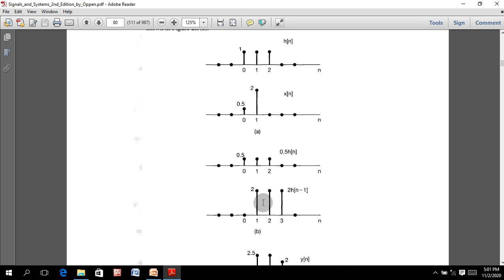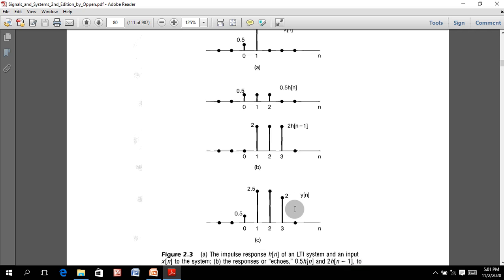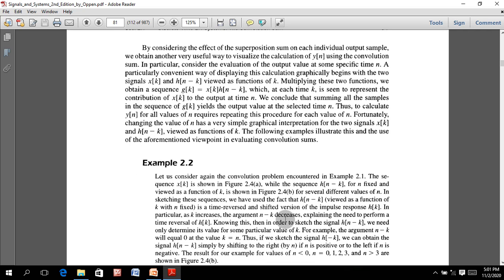So we'll end this lecture here, and in the next lecture we'll continue with some different examples of convolution, and we'll understand how the step response and the basic system properties work.